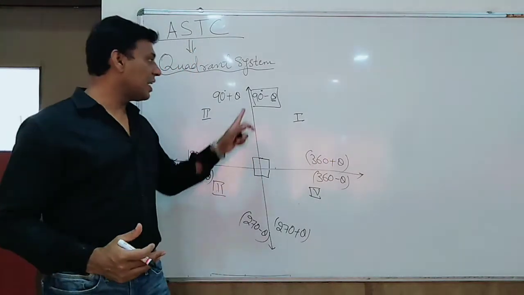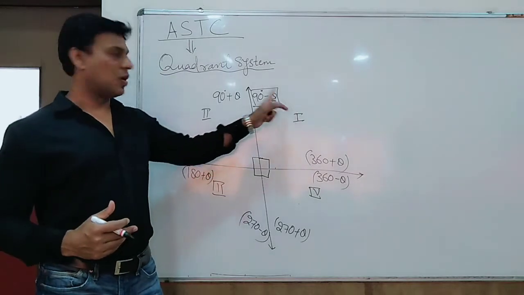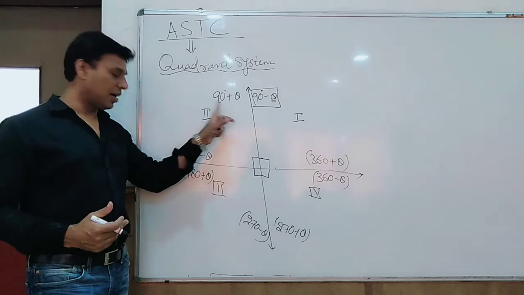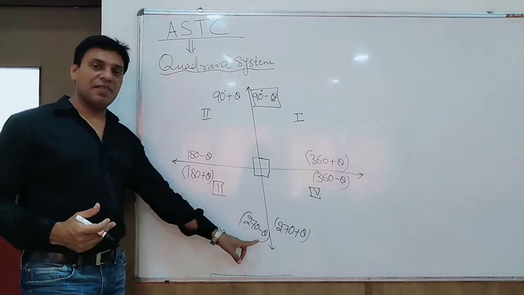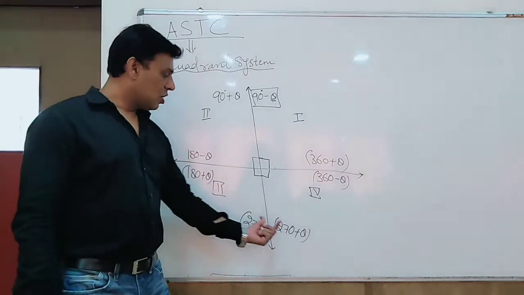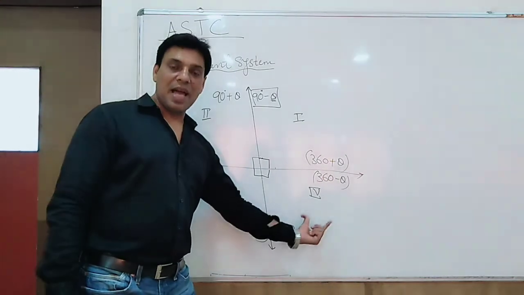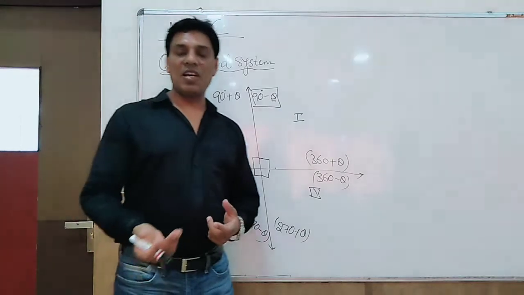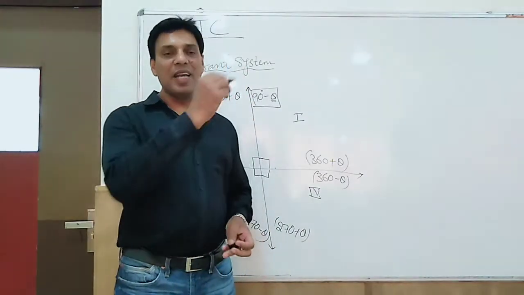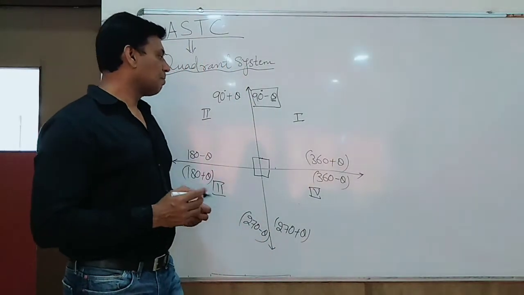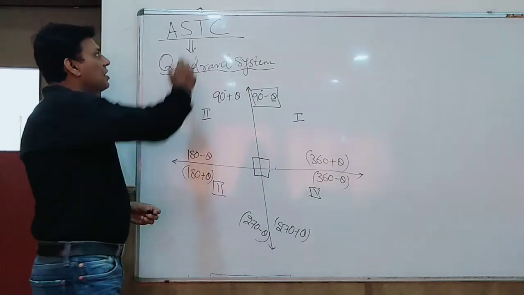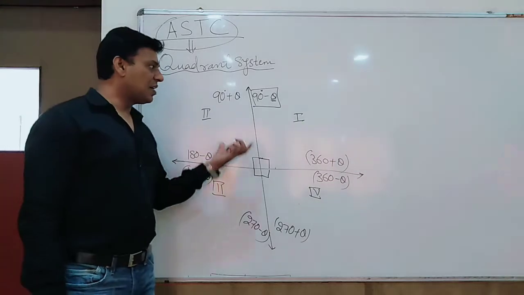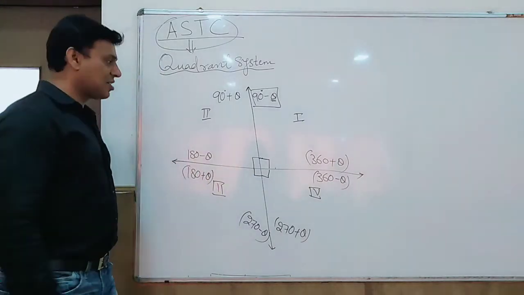So I am repeating again: 90 minus theta, first quadrant; 90 plus theta and 180 minus theta, second quadrant; 180 plus theta, 270 minus theta, third quadrant; 270 plus theta, 360 minus theta, fourth quadrant; 360 plus theta is also first quadrant. Now you can repeat this procedure again. Now I have written that ASTC. So I will tell you what we mean by ASTC.